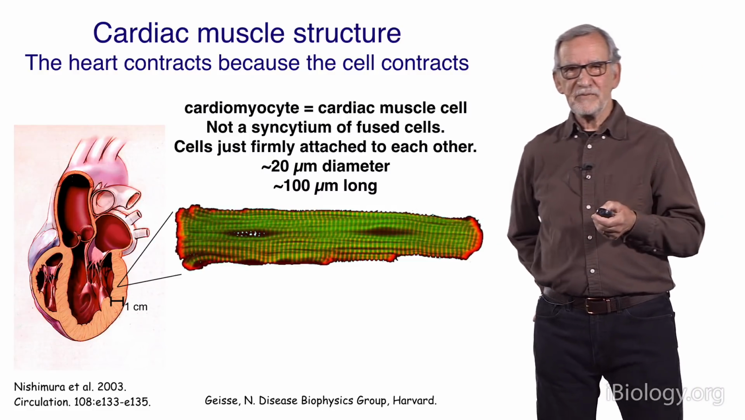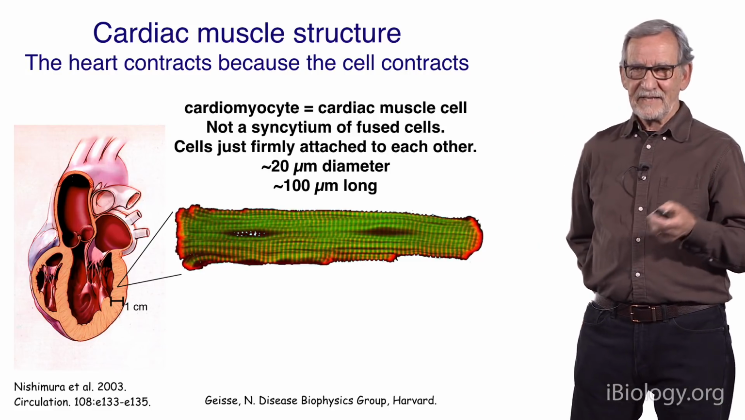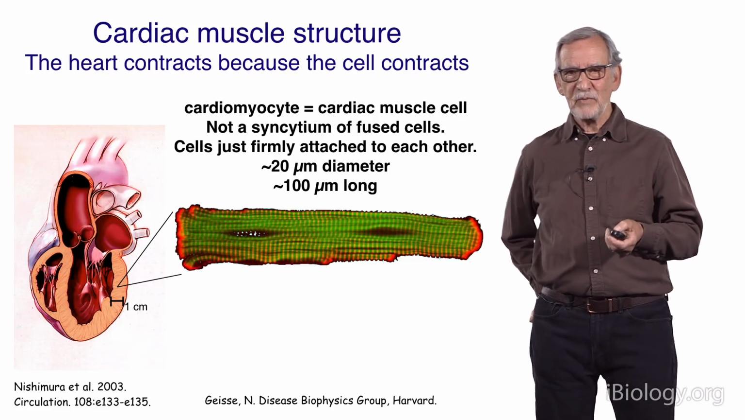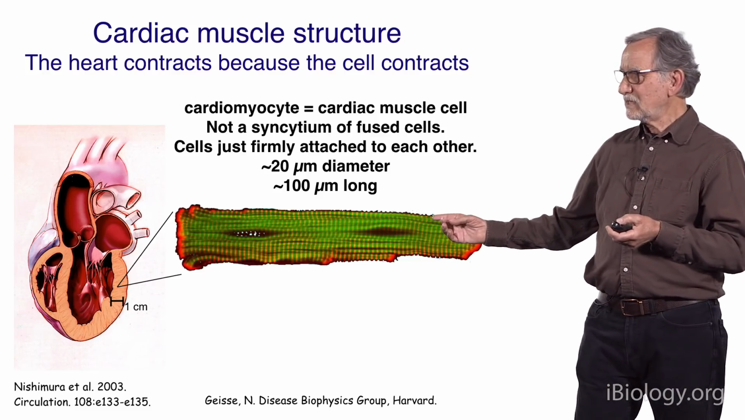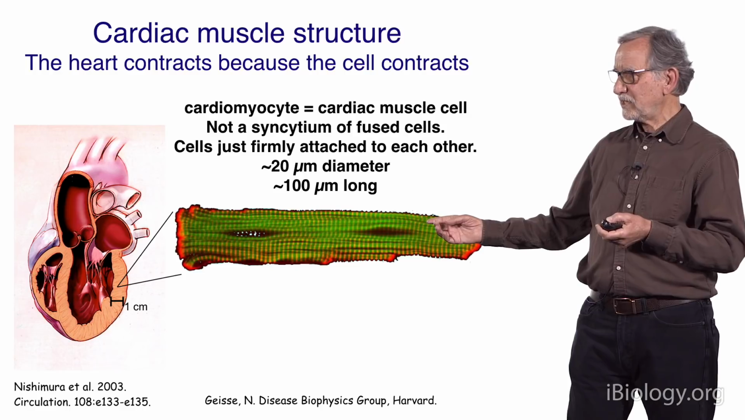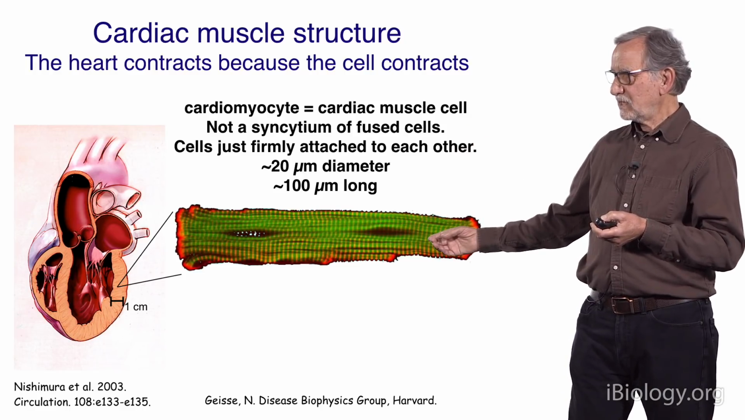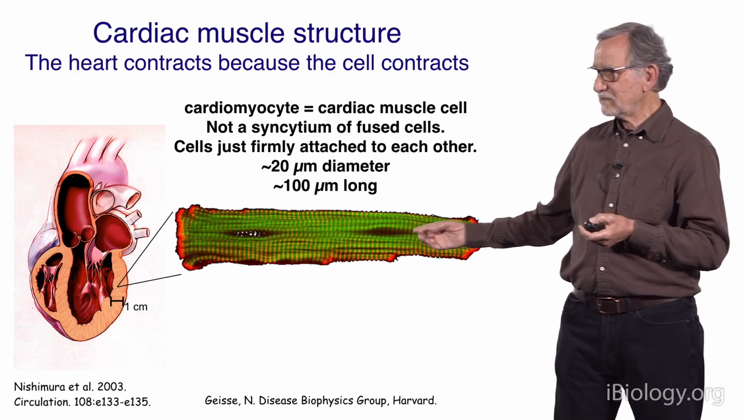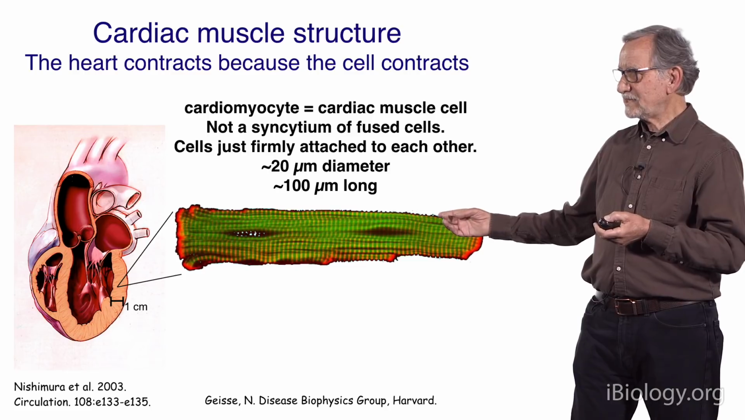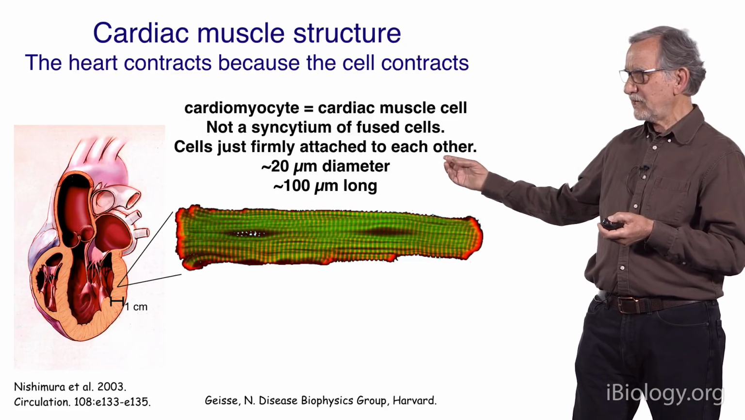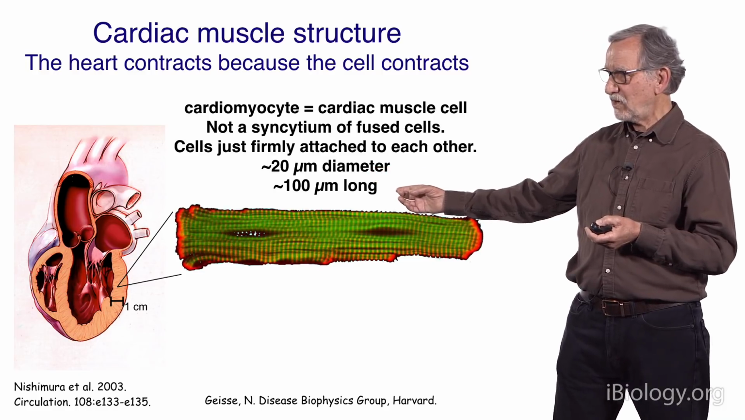Cardiac muscle is somewhat different, I should say. The heart contracts, again, because the cell contracts the same way that the skeletal muscle works. But in the case of the heart, you don't have a syncytium of fused cells. The cardiac muscle cell is an individual cell. A lot of them have 2 nuclei, and many have just a single nucleus. But the cells are very firmly attached to one another. They're about 20 microns in diameter and about 100 microns long.